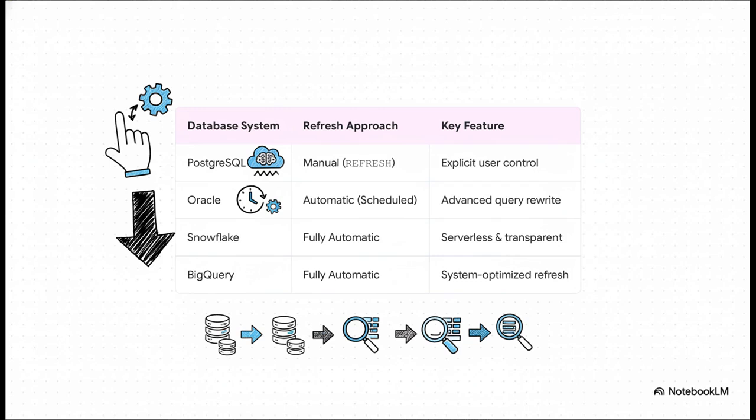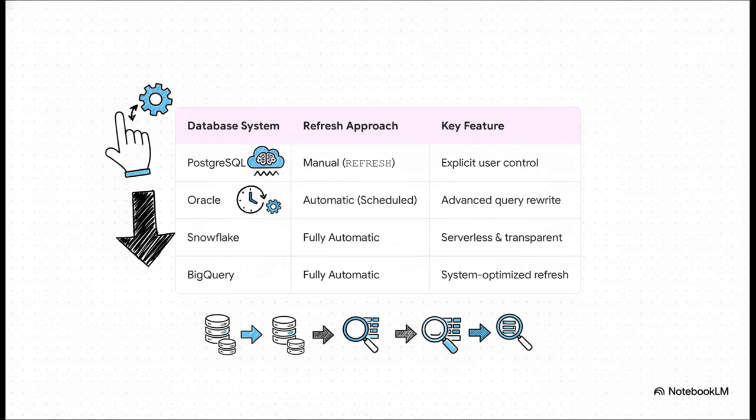On one end of the spectrum, you've got a system like Postgres. It's very hands-on. It gives you, the user, explicit control. You have to literally type refresh to update the view. Then in the middle, you have something like Oracle, which gives you tons of powerful automatic options. You can refresh on a schedule, or even every time new data is committed, and it has some of the most advanced query rewrite technology out there.